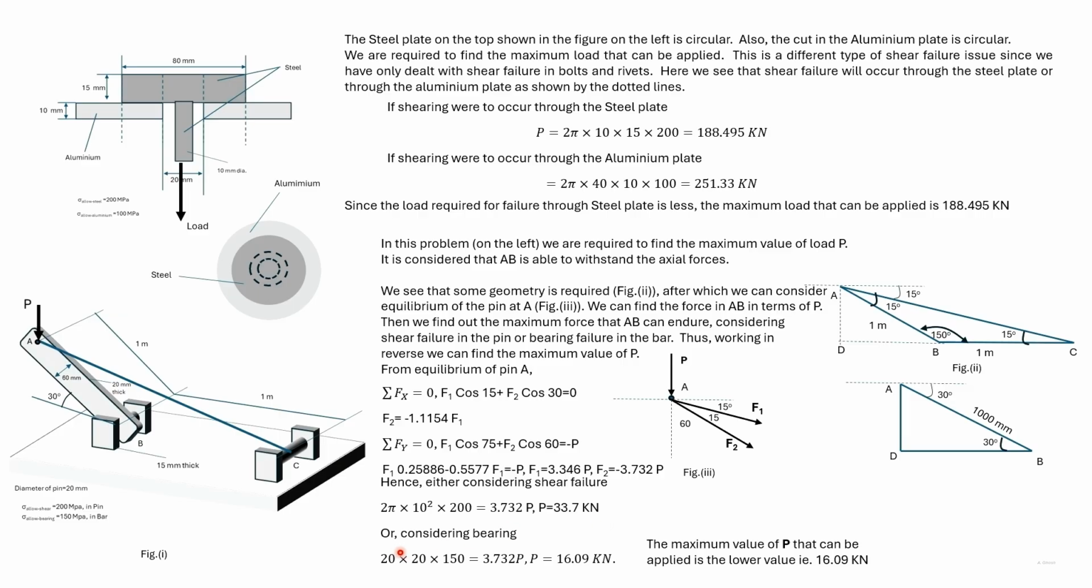Now considering bearing failure, the diameter of the pin is 20 and the thickness T of this bar is also 20, multiplied by the maximum allowable bearing stress, then we should get 3.372 P, from which we get P. So the arrangement would fail by bearing first.